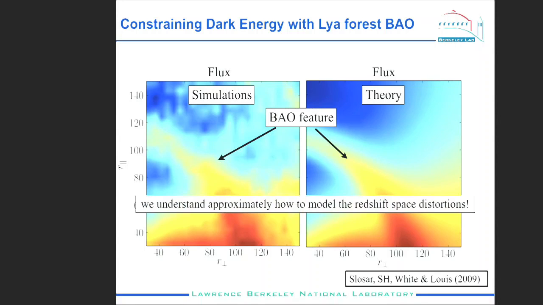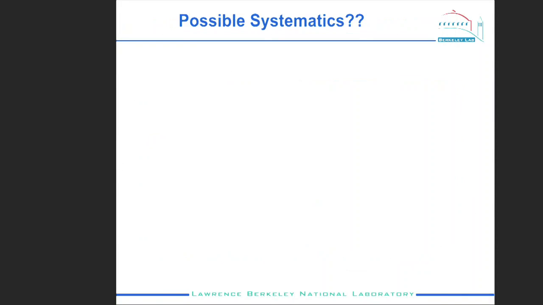Let me just check the next thing. So we understand approximately, we think it's approximately how to model the redshift space distortions. Mind you, the two magnitudes are very different. So what you can get from the theory, the magnitude is off. But the scaling, once it's divided by the ratio, it works.